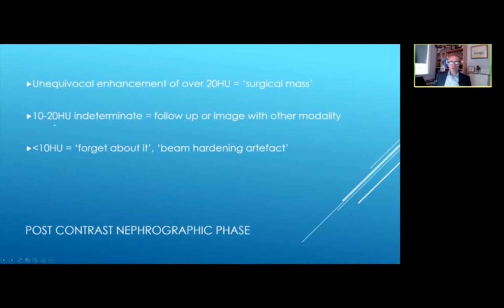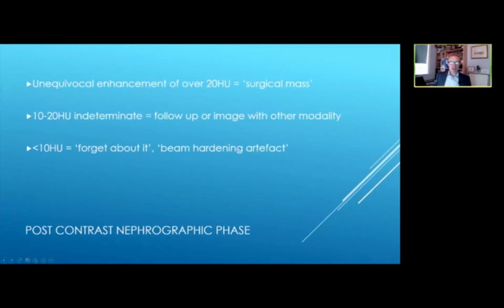If it's indeterminate, 10 to 20 Hounsfield units, you have to decide whether you're going to follow this up, if it's appropriate, or image with another modality. That could be contrast-enhanced MRI or ultrasound. If it enhances by less than 10 Hounsfield units, this is a forget-about lesion.